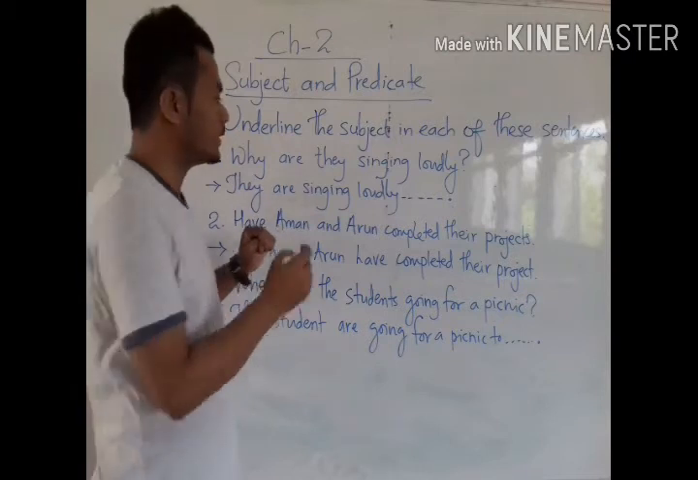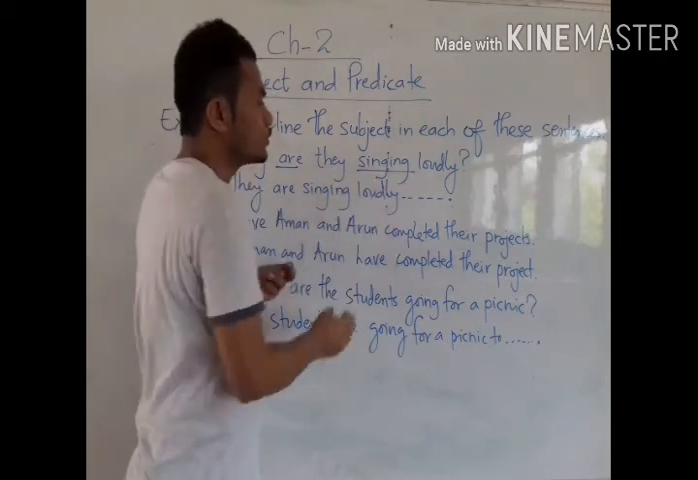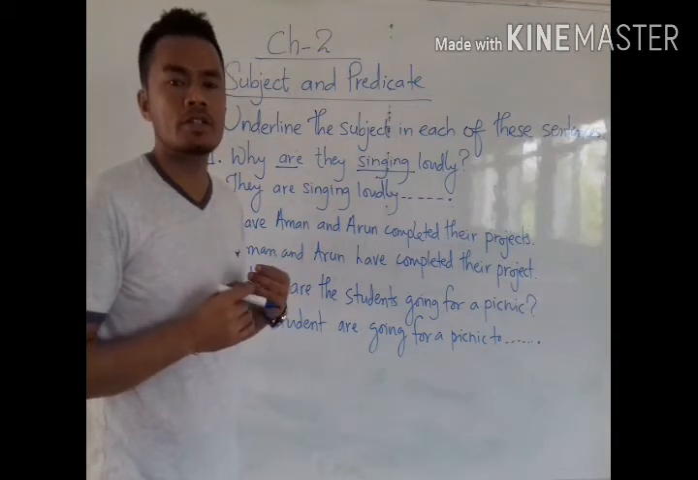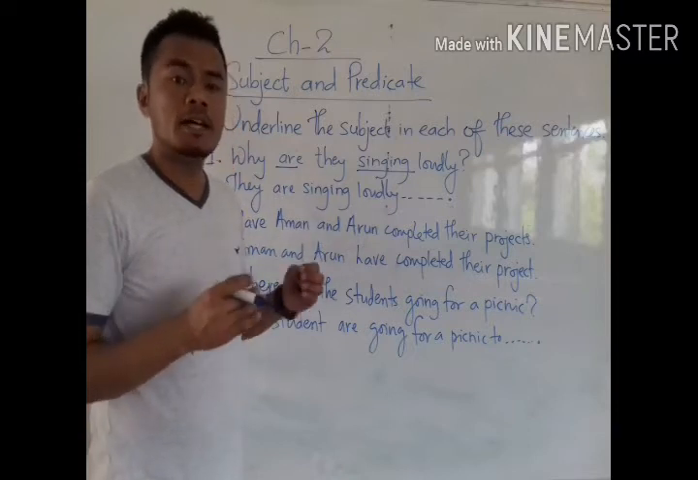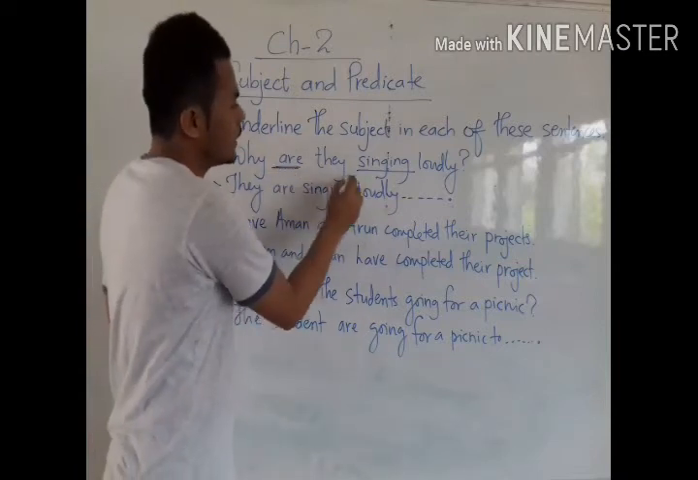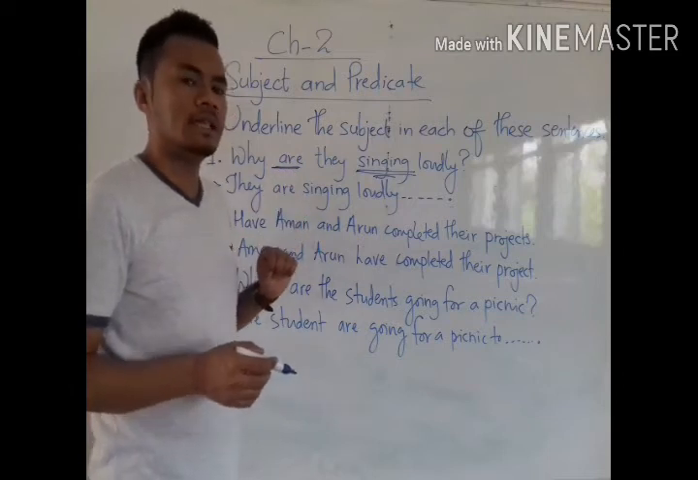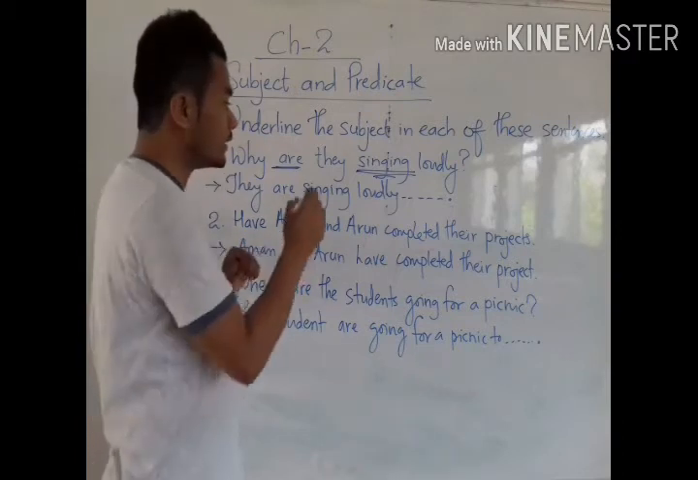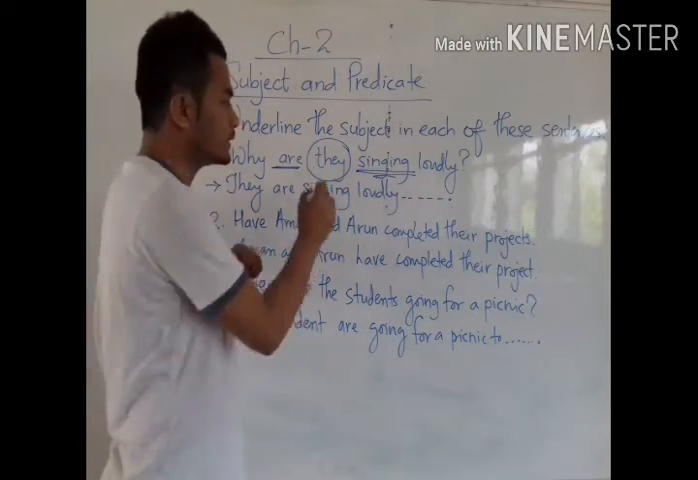See what is the helping verb here? Are. What is the main verb here? Singing. So in WH questions and verbal questions, the subject comes in between the helping verb and main verb. See here, helping verb and main verb. So what are they? Why are they singing loudly? The sentence is about whom? The sentence is asking us about, telling us about they. So here they is subject.